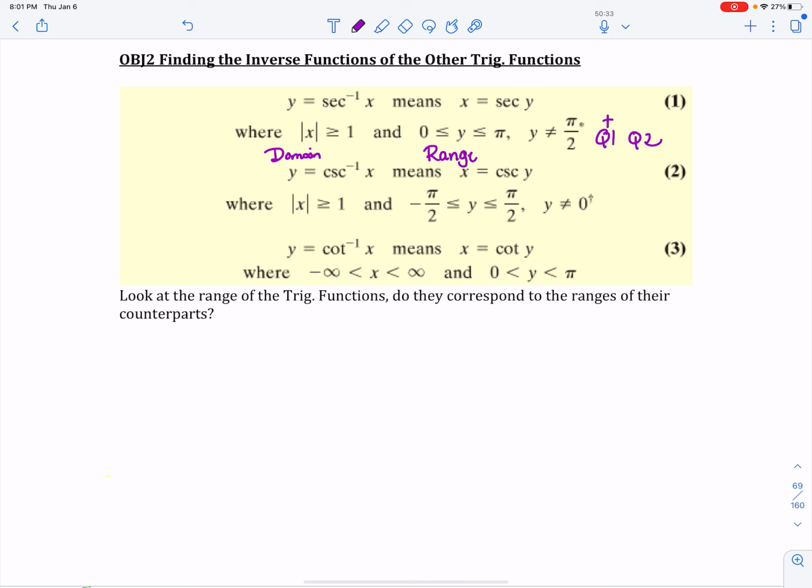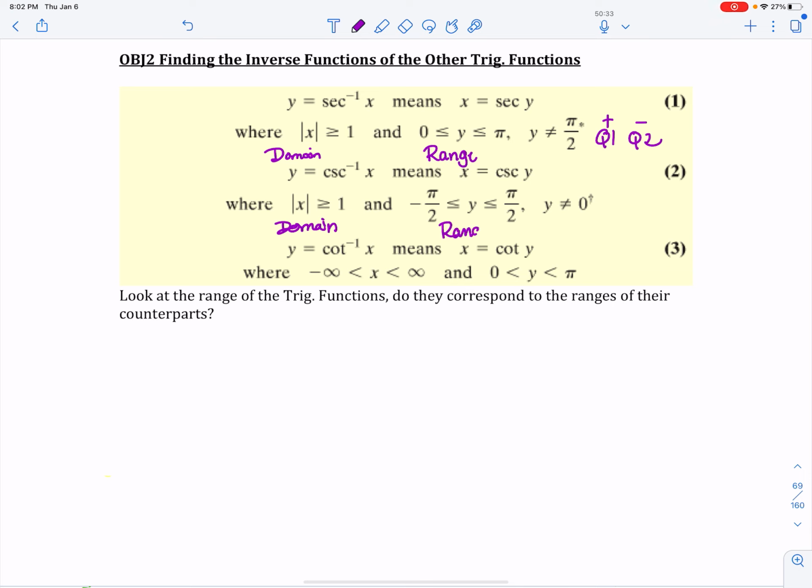If your values are positive, they're going to go in quadrant 1. If your value is negative, you will have an angle that's in quadrant 2. Okay, let's look at the next one, which is inverse cosecant. The domain for inverse cosecant is the same thing as inverse secant. The absolute value of x has to be greater than or equal to 1.